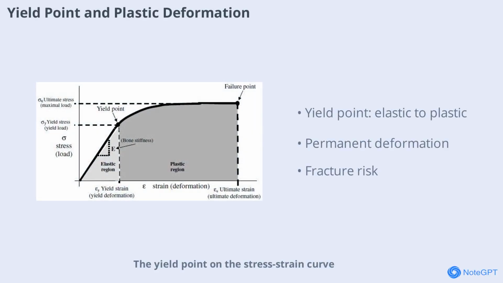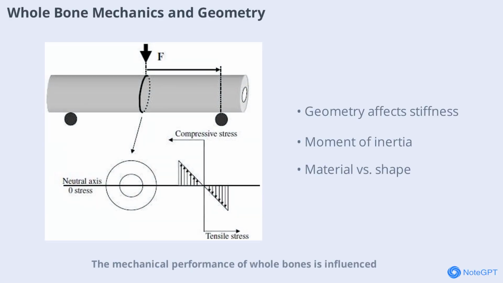The yield point on the stress-strain curve marks the transition from elastic to plastic deformation. Below this point, bone returns to its original shape when the load is removed. Beyond it, permanent deformation occurs and the risk of fracture increases. Yield stress and yield deformation are important parameters for understanding bone fragility and designing treatments to prevent fractures, especially in diseases like osteoporosis. Mechanical performance of whole bones is influenced by their geometry as well as material properties.